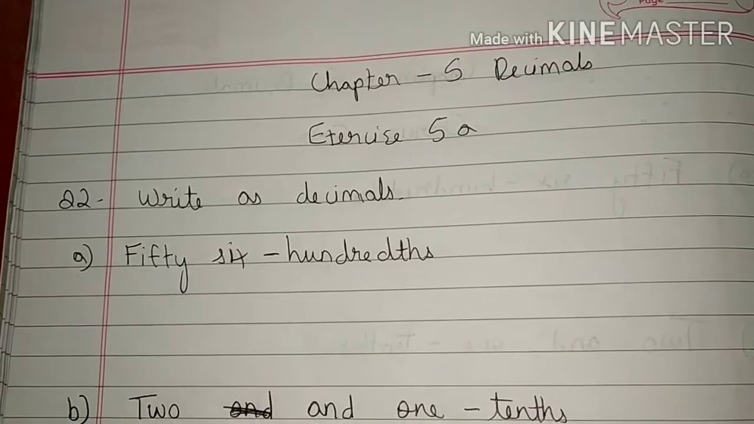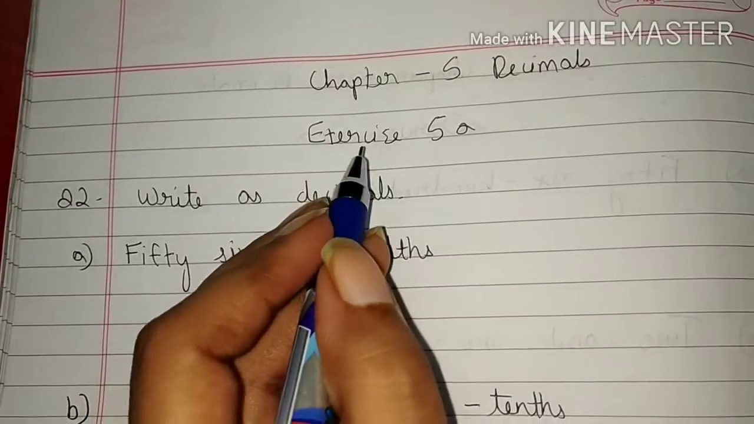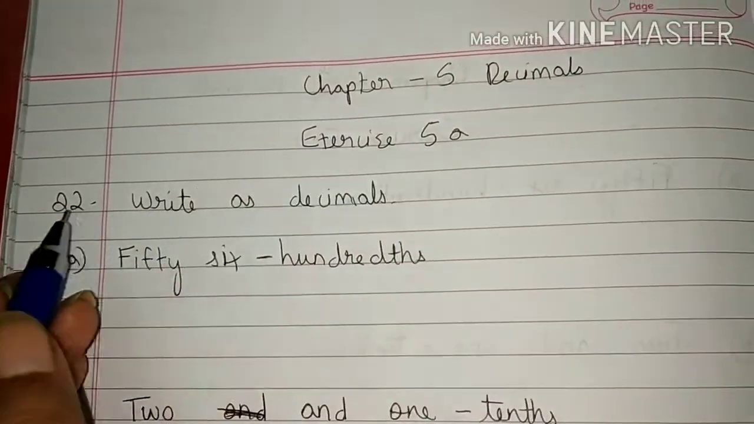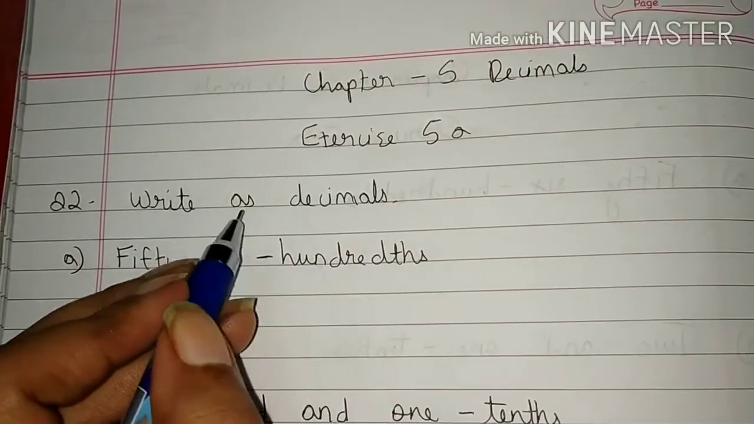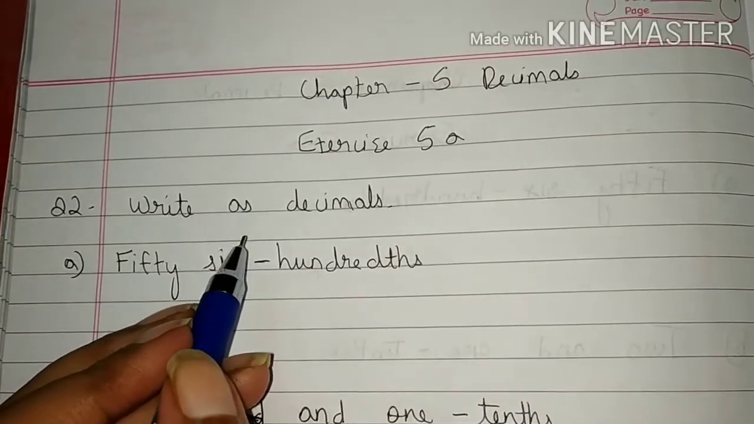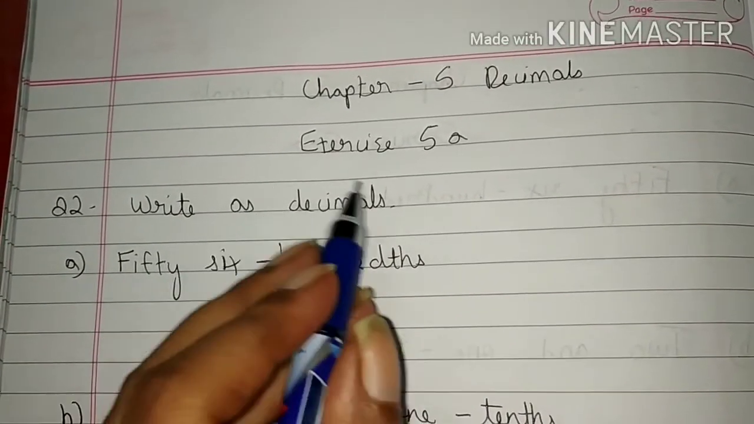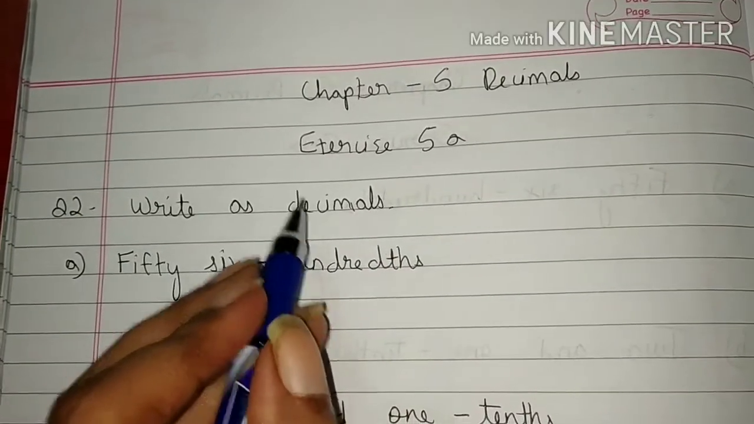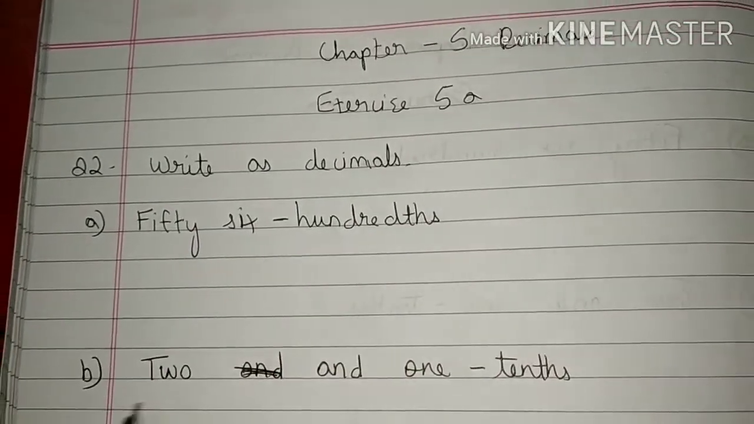Now students, this is your maths period. So take out your maths book and copy. Nowadays, we are studying chapter 5, decimal. And we are doing exercise 5A. Question 2. Write as decimals. Students, in this question, we have to write the number in decimal form for the given number names.